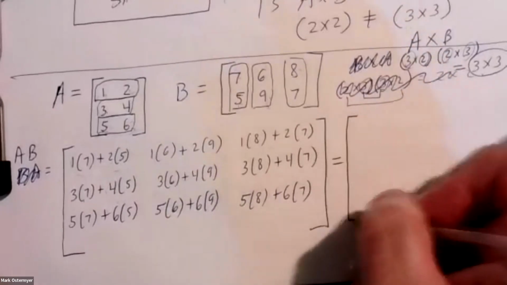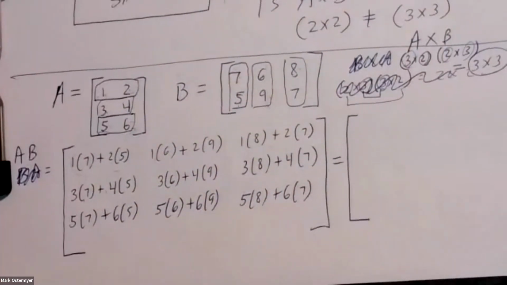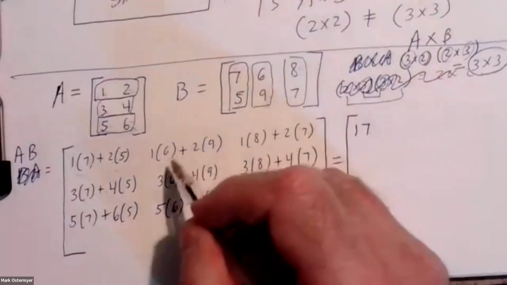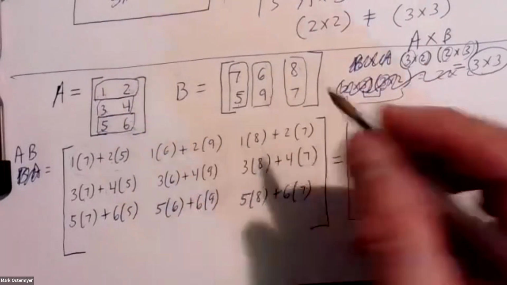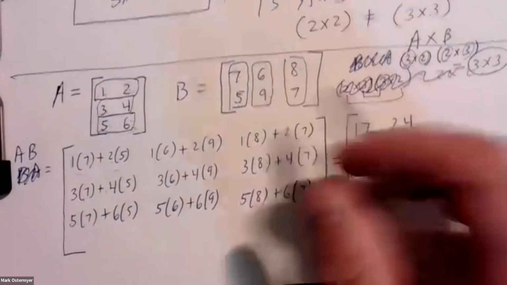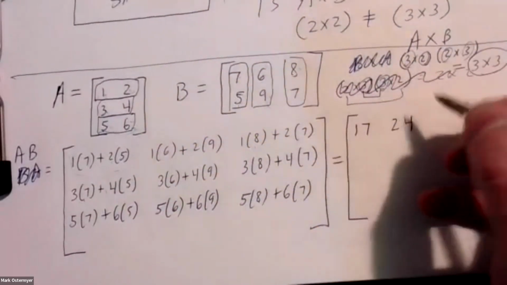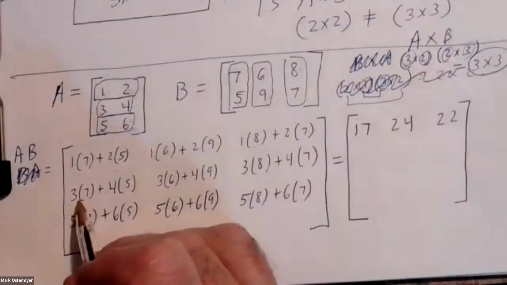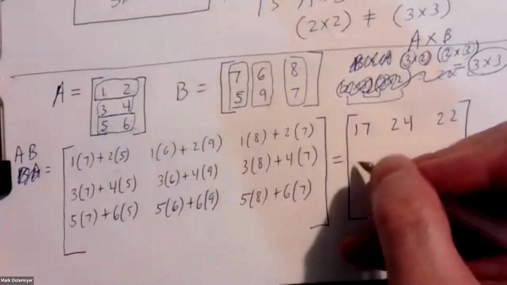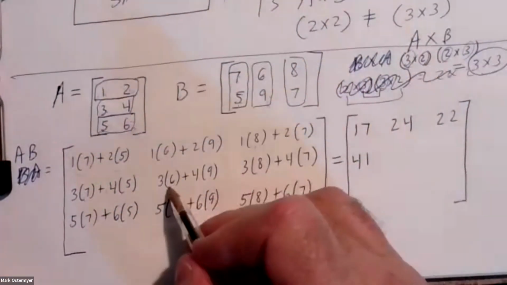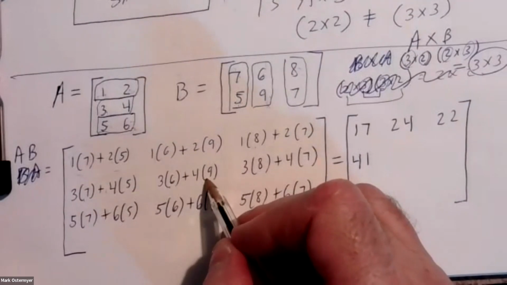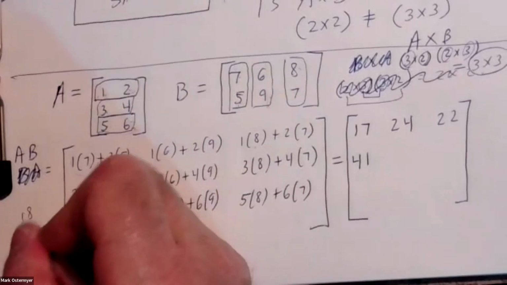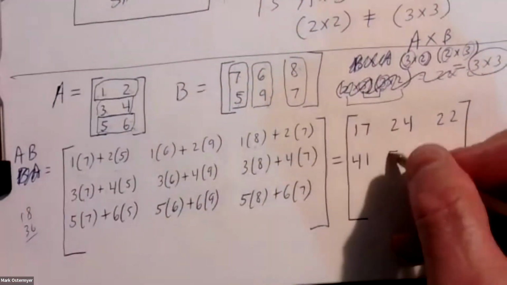And now we just gotta clean all these up and we'll have our 3x3 product matrix. This is gonna be 7 plus 10, which is 17. It's gonna be 6 plus 18, which is 24. 8 plus 14 is gonna be 22. 21 plus 20 is 41. 18 plus 36 is going to be 54.